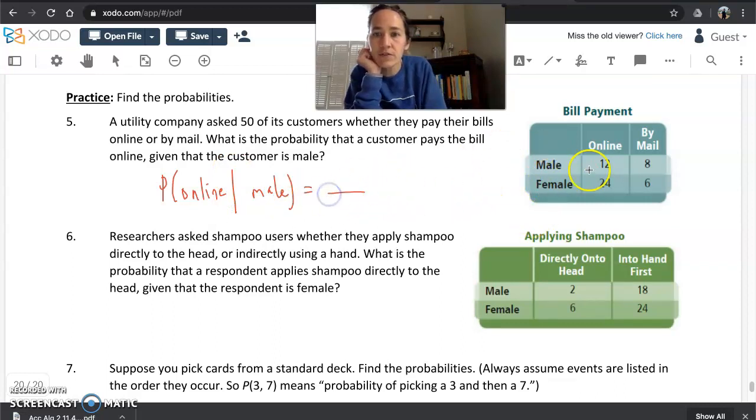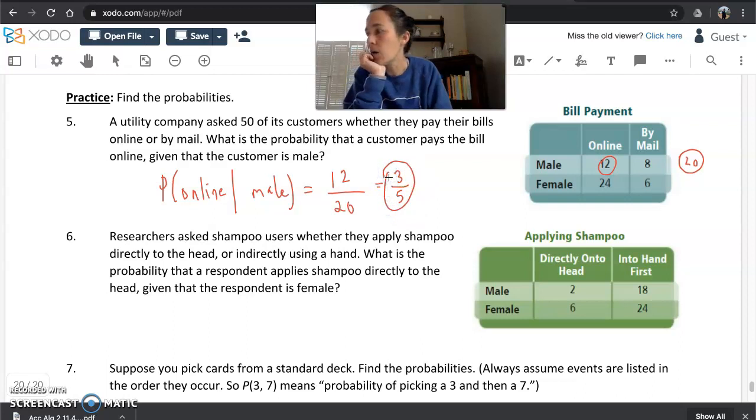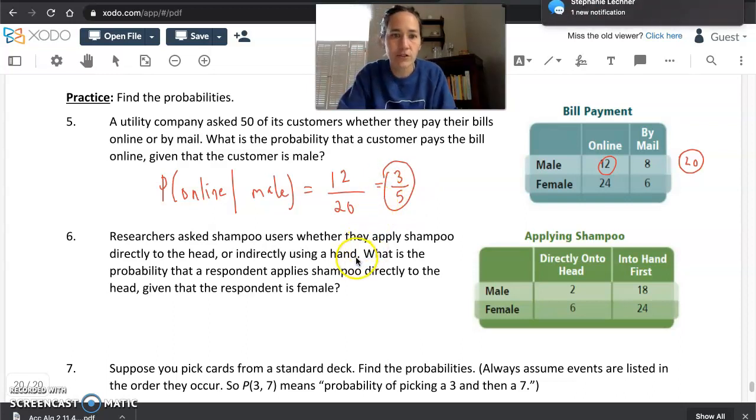Really, given that there are males, we need the total of males, which is 20 males, 12 plus 8. So out of those 20, what's the probability you're male and online? That's going to be 12 from the 20. So you would definitely reduce that. Make it 3/5, which is a good probability. And I'd leave it as a lowest terms fraction.